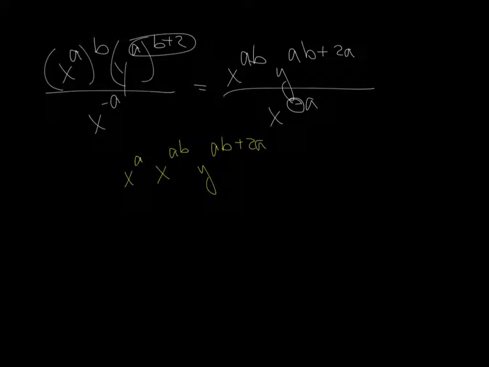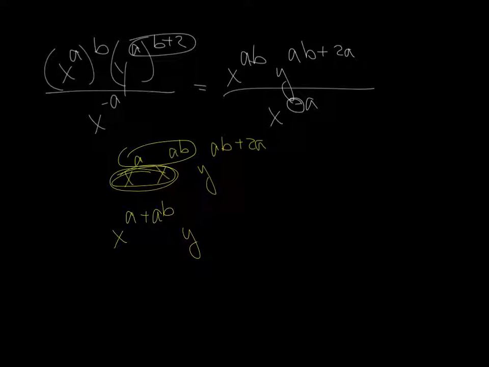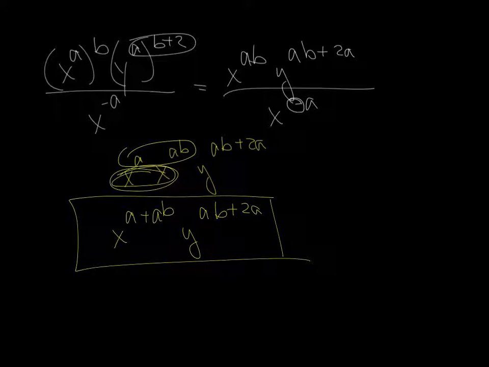Alright, so let's see what we can combine. X to the ab, we can put that as x to the a plus ab, because these are the same, so we add the exponents, but we can't really add them, we'll just stick them together just so we don't have two x's. Y to the ab plus 2a, and that is our final answer there for example 83.4. And that's it for this lesson.